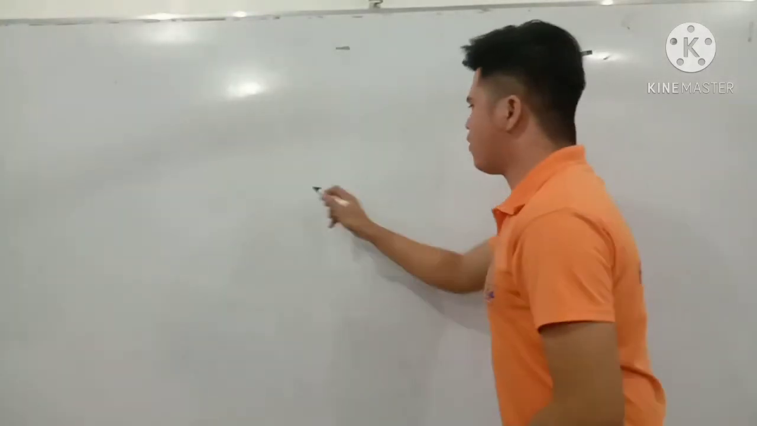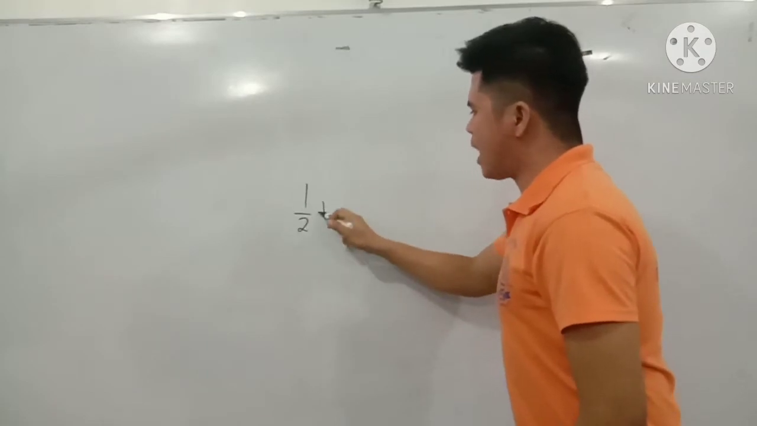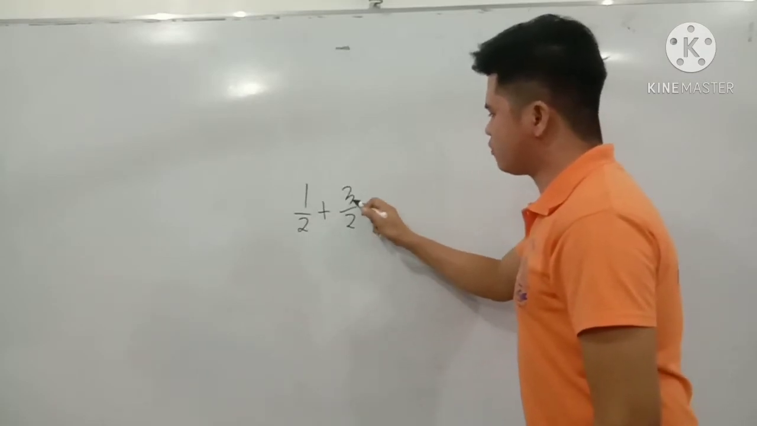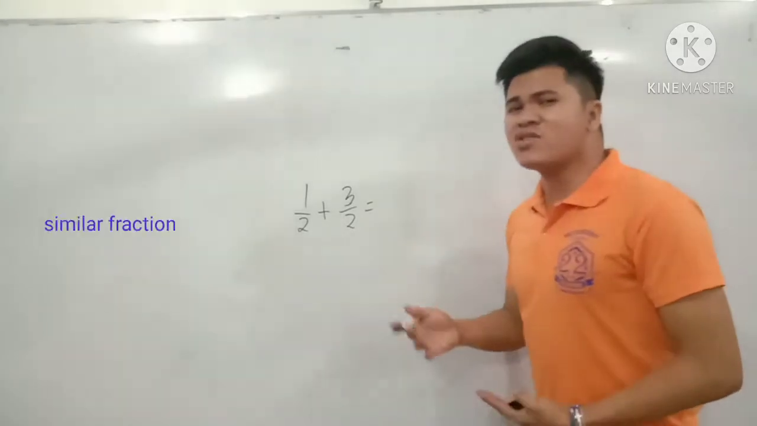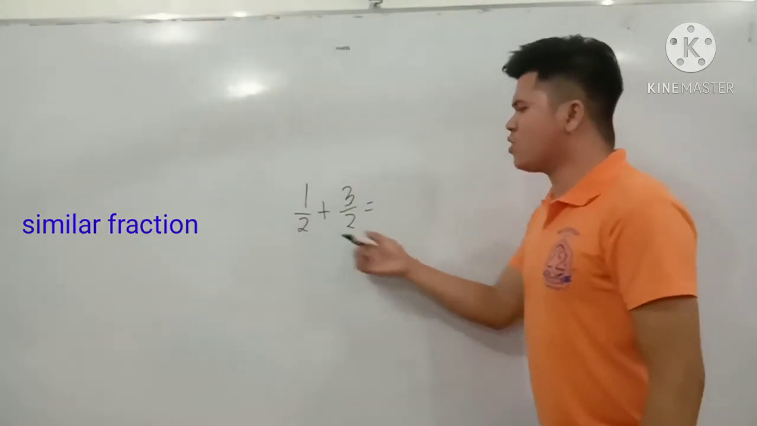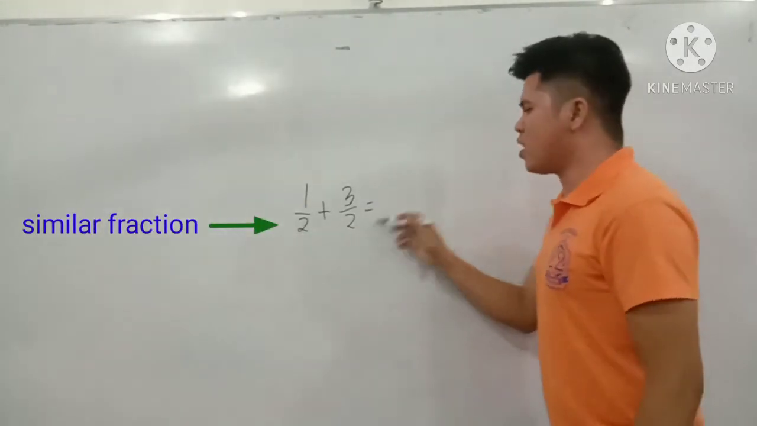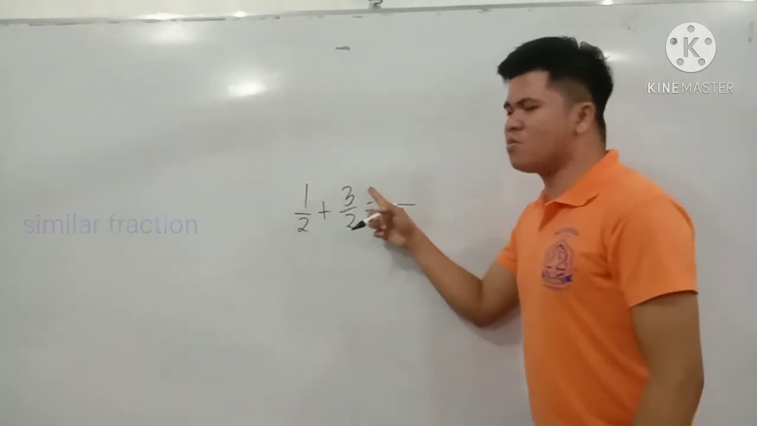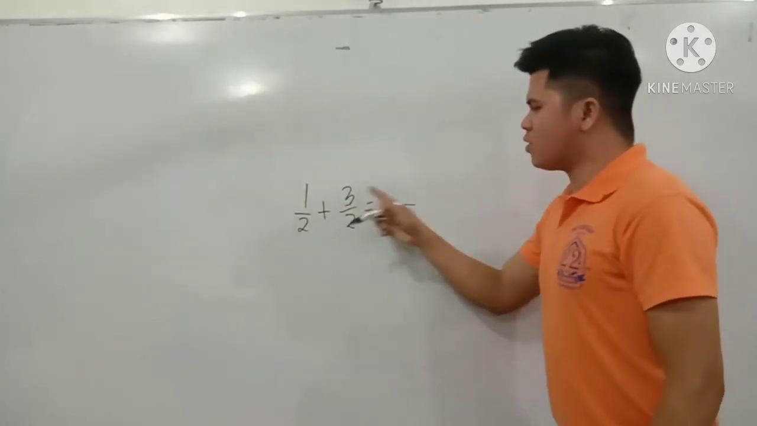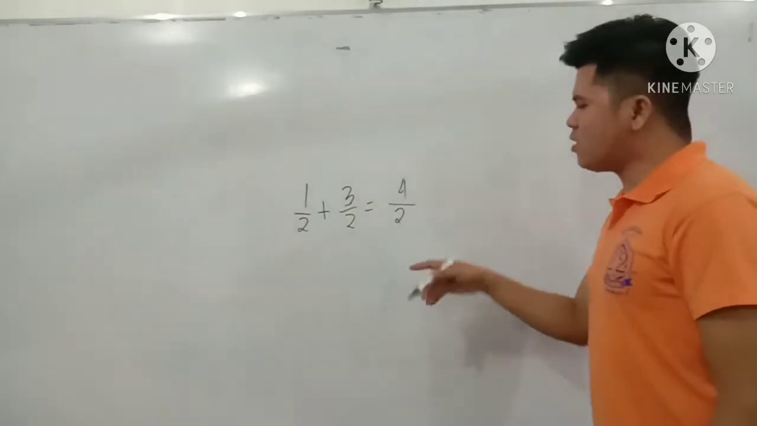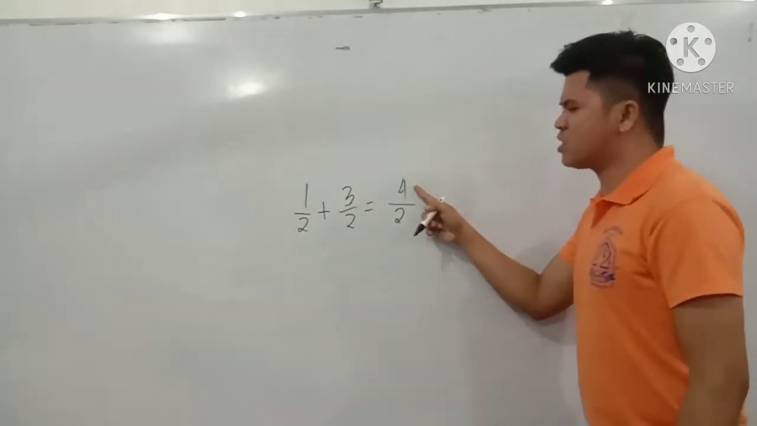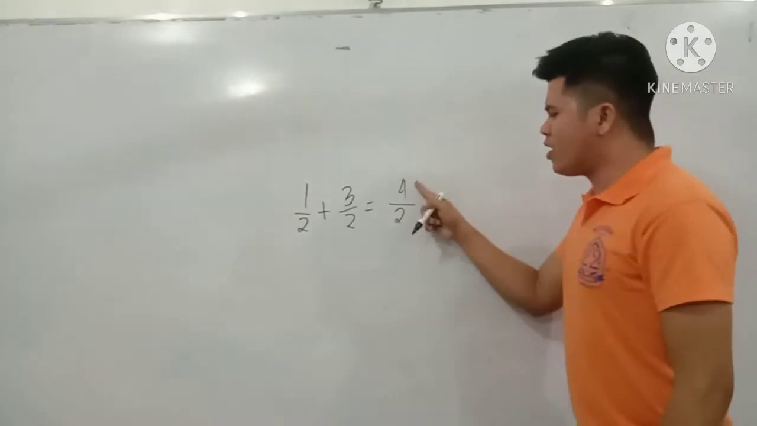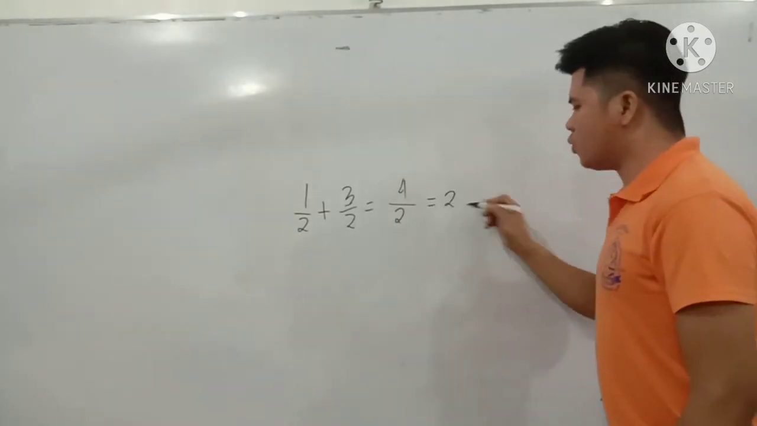Let's say we have 1/2 plus 3/2. In adding similar fractions, we all know that we simply copy the common denominator, which is here 2, and we simply add the numerators. 1 plus 3 will give us 4. And then let's divide, since the numerator is divisible by 2. 4 divided by 2 is simply 2.